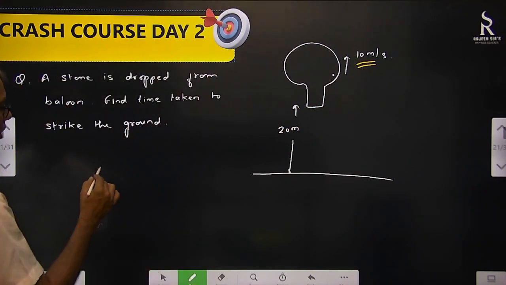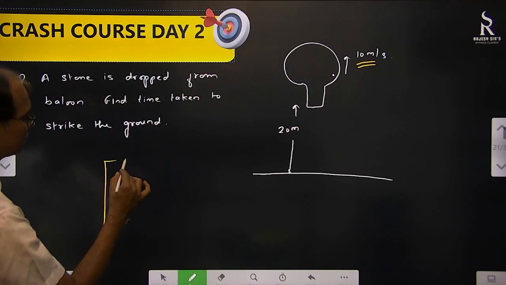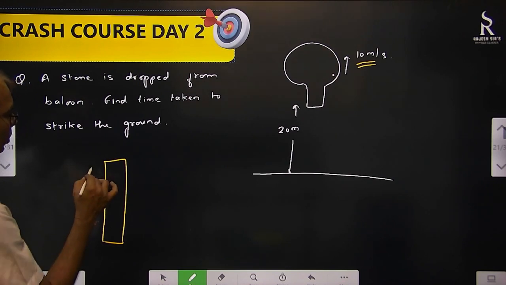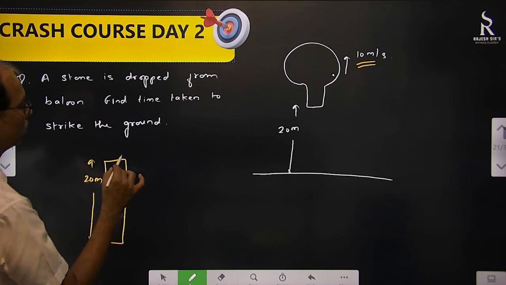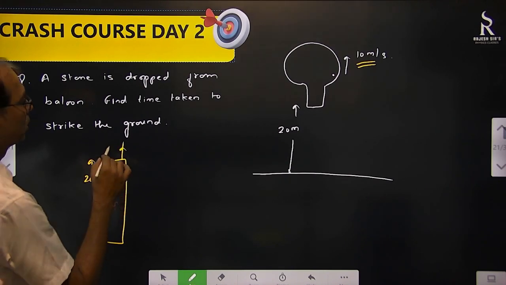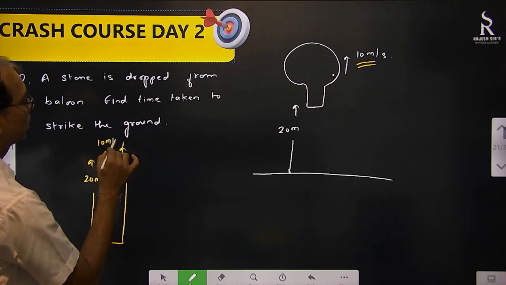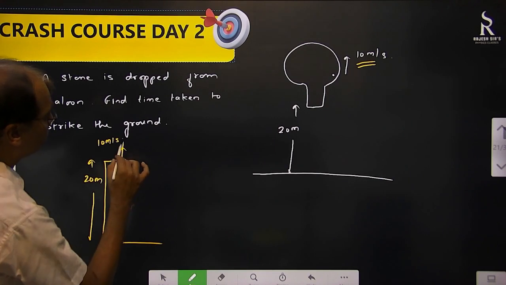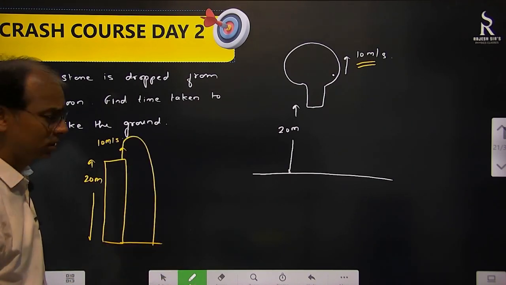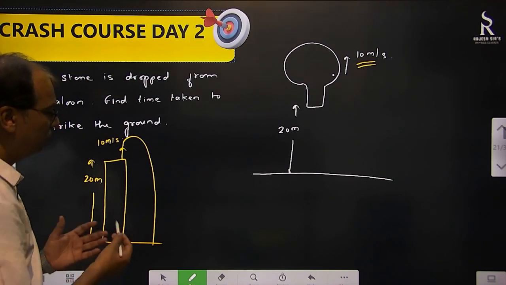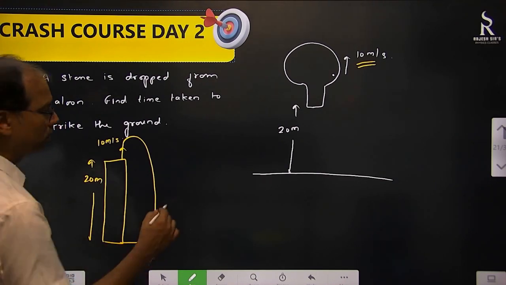So this question is that here is a building of height 20 meter, and from here you have thrown a stone upwards with speed 10 meter per second. And now you are asking how much time it takes to strike the ground. A little while ago we did that building problem. See, that's the balloon problem. So how to do?